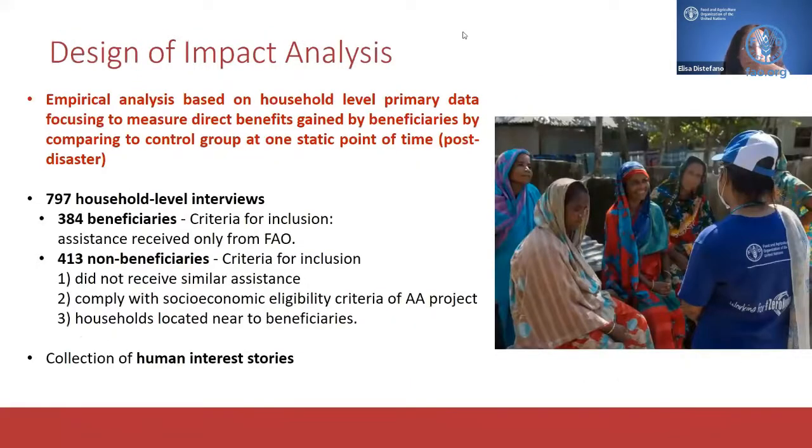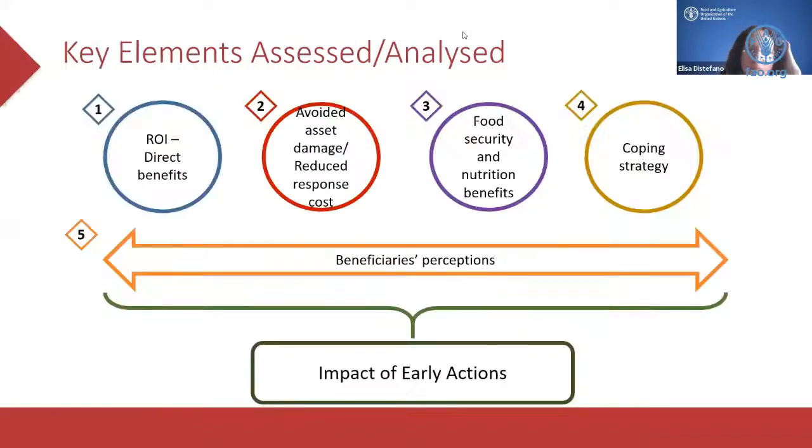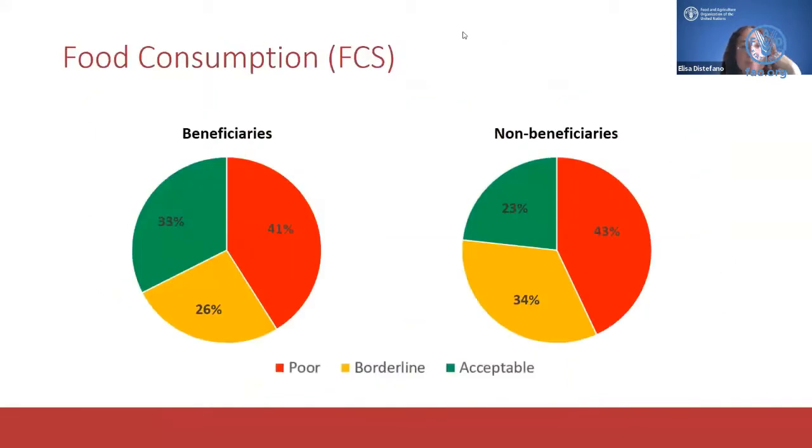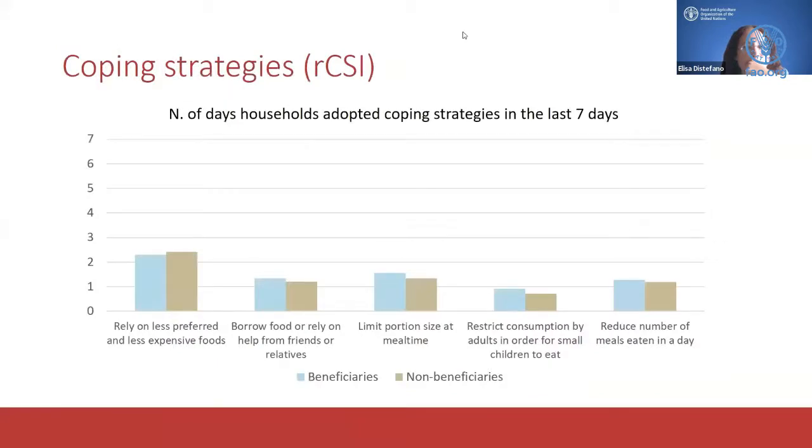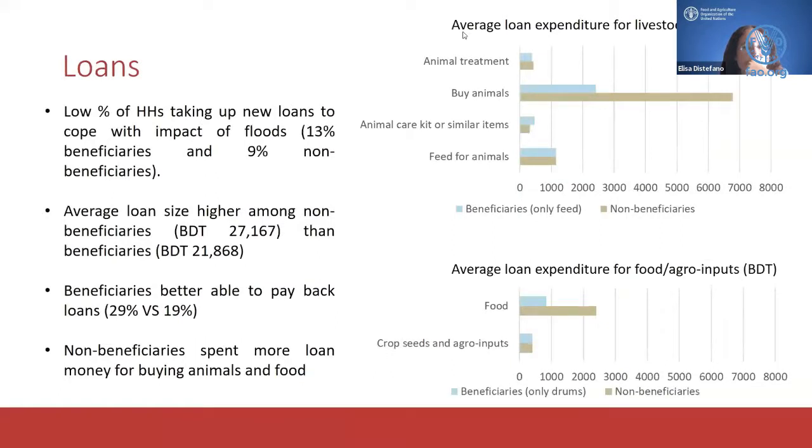To assess the impact, we did a counterfactual analysis. We had 384 beneficiary households and 413 non-beneficiary households, and we also collected human interest stories to have qualitative insights. The assessment had five pillars. The first one being food security, then coping strategy, then estimation of avoided loss, return on direct investment, and beneficiary perception. In terms of food consumption, we didn't find much of a difference. Apart from that, fewer beneficiary households reported poor food consumption status. In terms of coping strategy, we didn't find any significant difference either. However, in terms of loans, we found that beneficiary households were less likely to take new loans and the size was smaller, and also non-beneficiaries spent more loan money to buy animals and food.